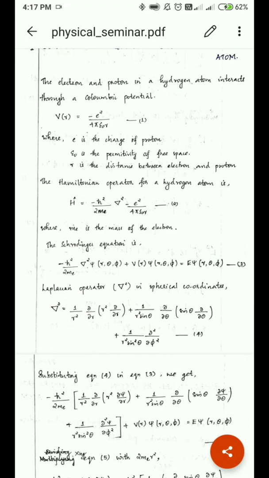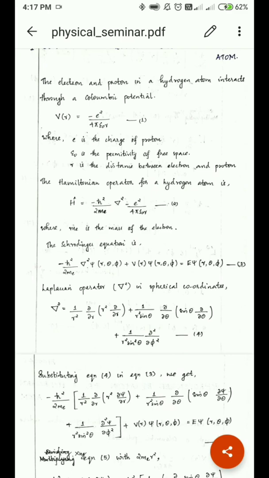Here we are using a spherical coordinate system with the proton at its origin. The term 4 pi epsilon naught arises since we are using SI units. The Hamiltonian operator for a hydrogen atom is given by H cap is equal to minus h cross square by 2 me del square minus e square by 4 pi epsilon naught r, which is the second equation. Here me is the mass of the electron.